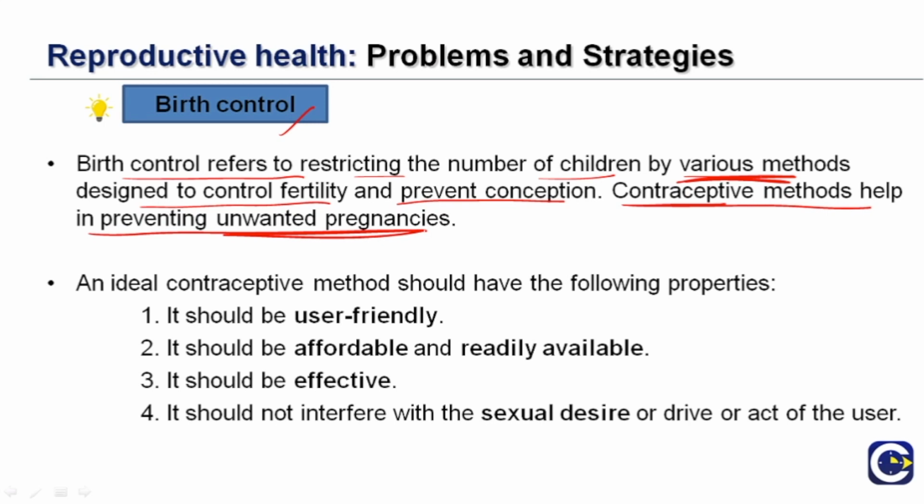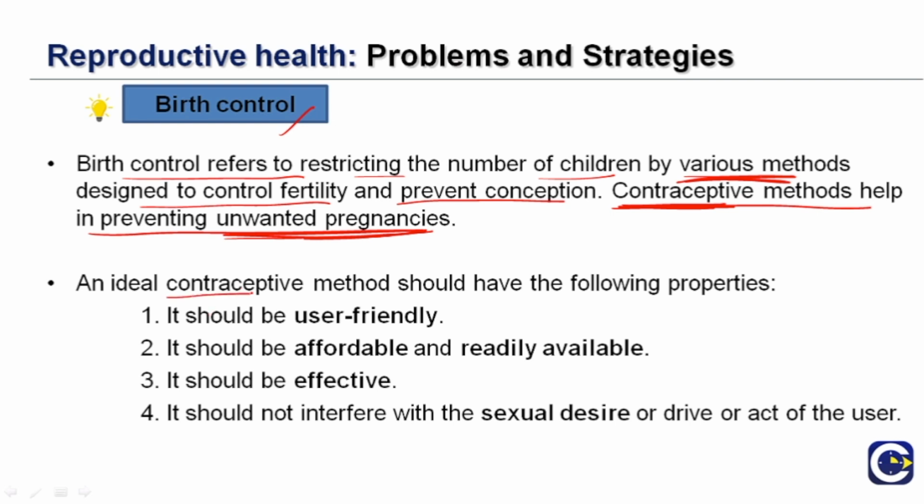So what happens is, in certain cases where the couples are not yet ready to have babies, or in certain cases where they want a defined gap between the birth of two babies, sometimes if they are not using an active contraceptive agent, it can lead to unwanted pregnancies. Therefore, the use of a contraceptive agent is very important in such situations.